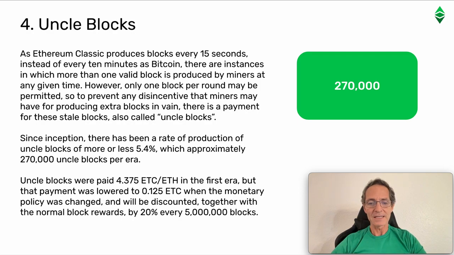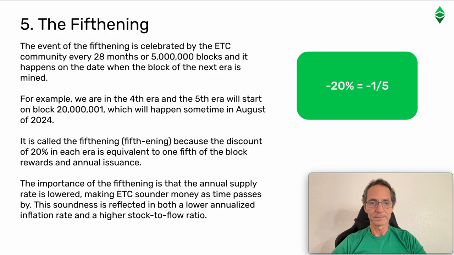Since inception, there has been a rate of production of uncle blocks of more or less 5.4%, which is approximately 270,000 uncle blocks per era. Uncle blocks were paid 4.375 ETC/ETH in the first era, but that payment was lowered to 0.12 ETC when the monetary policy was changed, and will be discounted together with the normal block rewards by 20% every 5 million blocks.